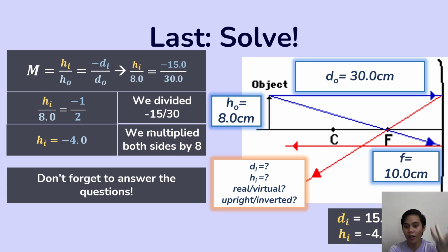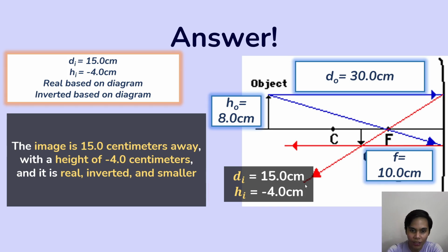So our hi, or our height of the image, is just 4 centimeters. And since it's negative, that negative means that it is inverted. Again, based on our sign conventions, a negative image means that it is inverted. So that gives us the answers to our questions.